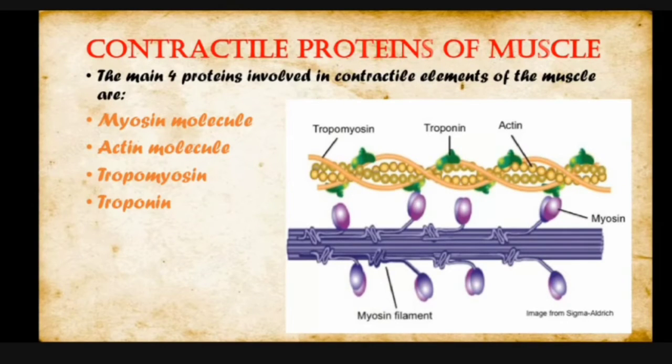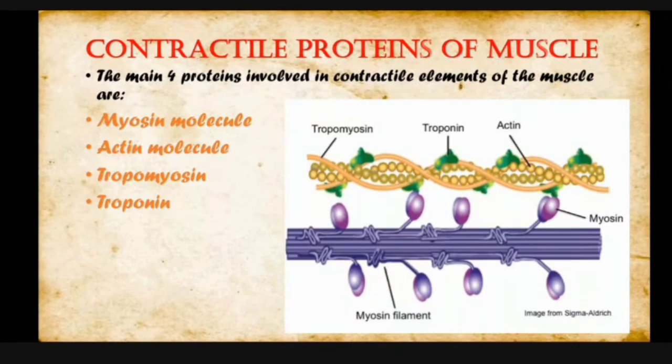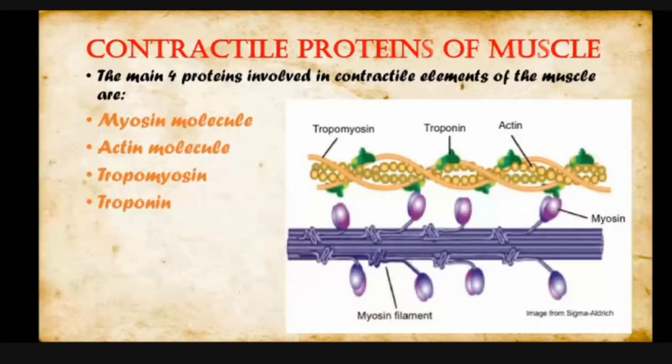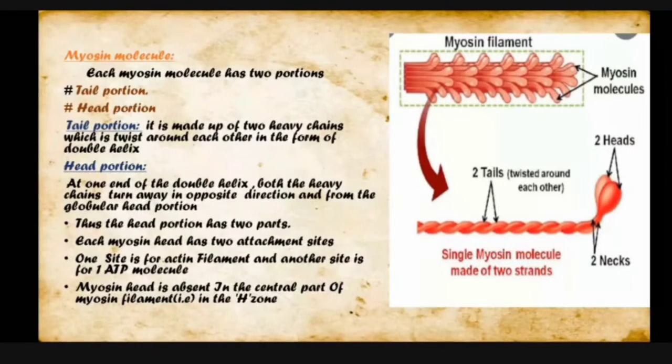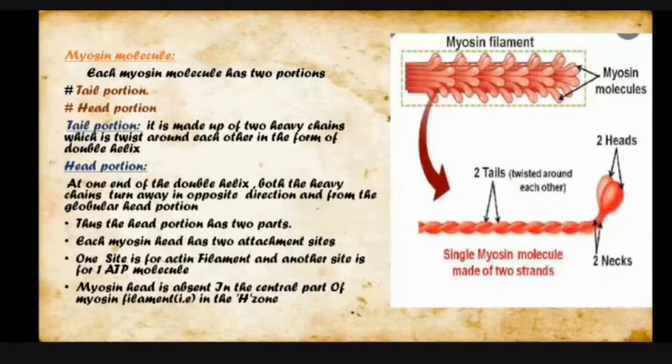Contractile proteins of muscles. The main four proteins involved in the contractile elements of the muscle are myosin molecule, actin molecule, tropomyosin, and troponin. Myosin molecule. Each myosin molecule has two portions, tail portion and head portion. Tail portion: it is made up of two heavy chains which twist around each other in the form of a double helix. Head portion: at one end of the double helix, both heavy chains turn away in opposite directions and form the globular head portion.